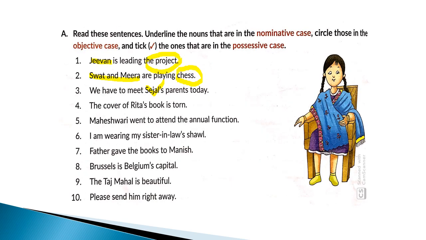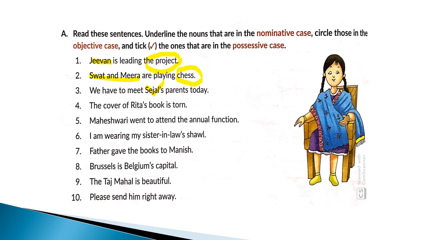You have to read the sentence and underline the nouns that are in the nominative case, meaning those nouns which are the subject. And you have to circle the objective case, meaning those nouns which are the object of the verb. And the ones in the possessive case, we'll easily identify with the help of the apostrophe S.